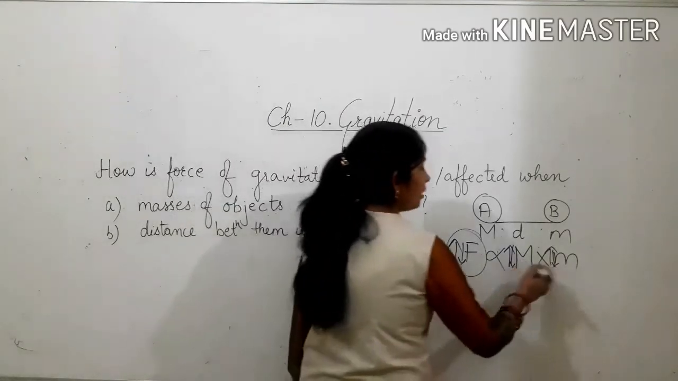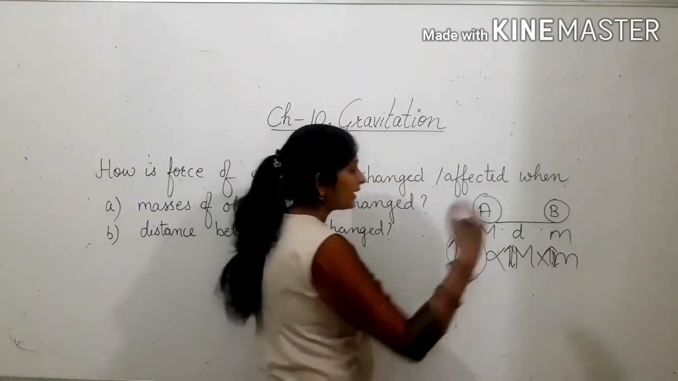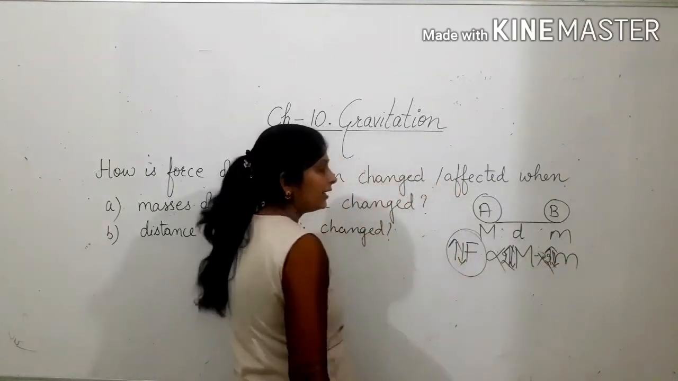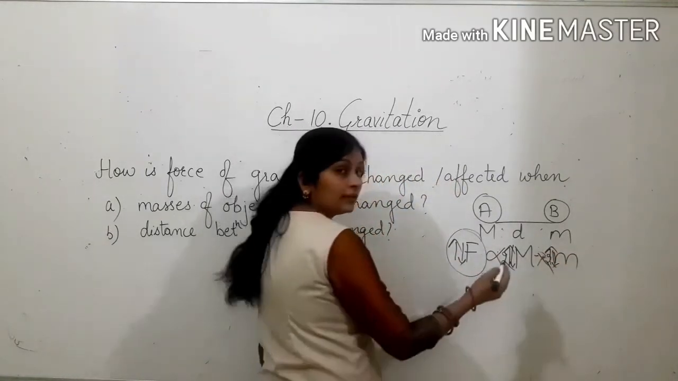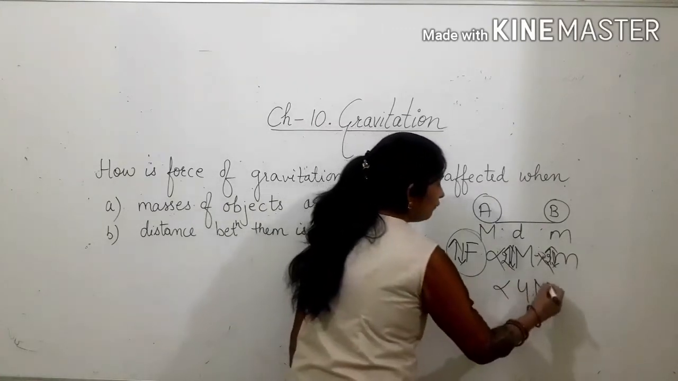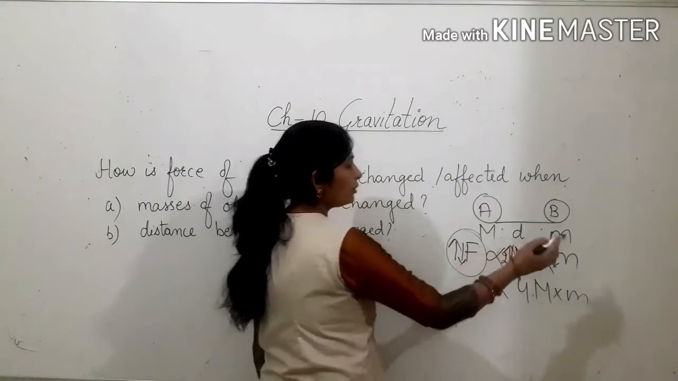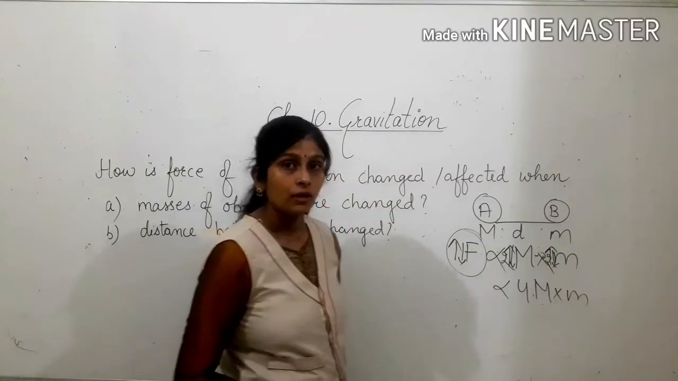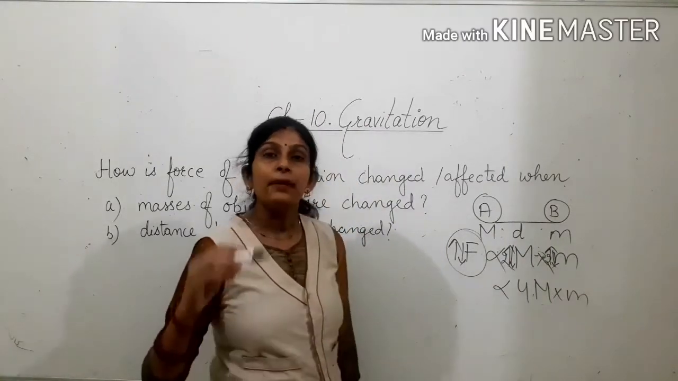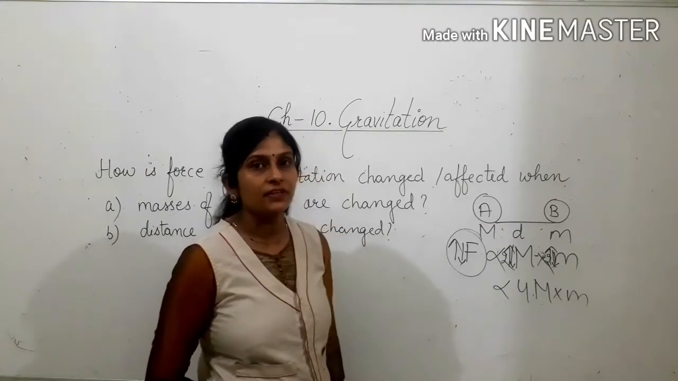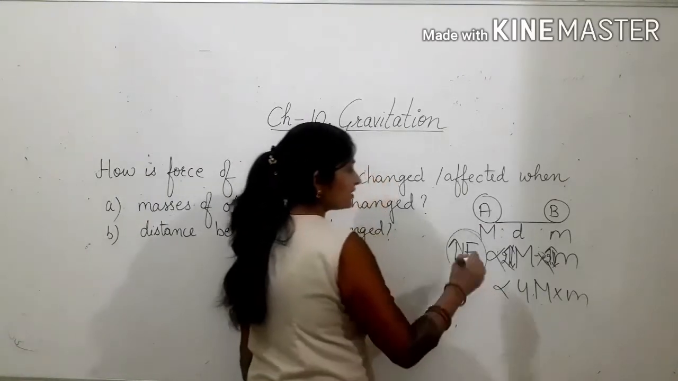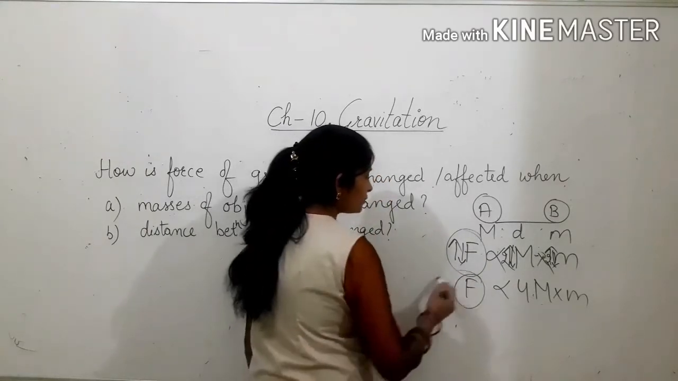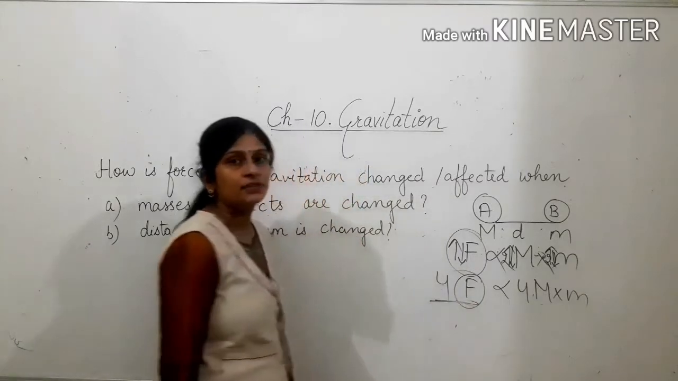So if masses of both objects get doubled, then the product of masses will be 2m into 2M, that is 4 M into m. It means now the product of masses becomes 4 times the previous one. Since force is directly proportional to the product of the masses, the force also increases by 4 times.